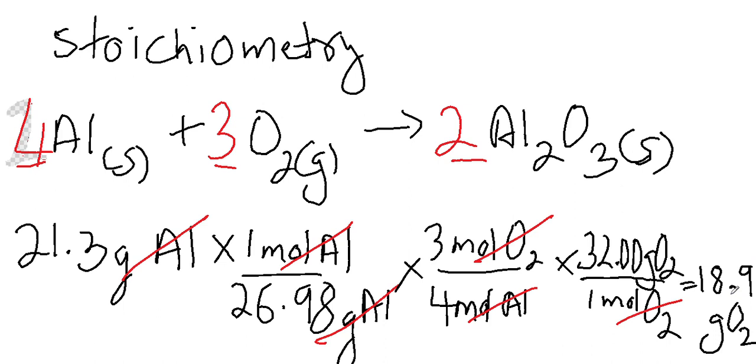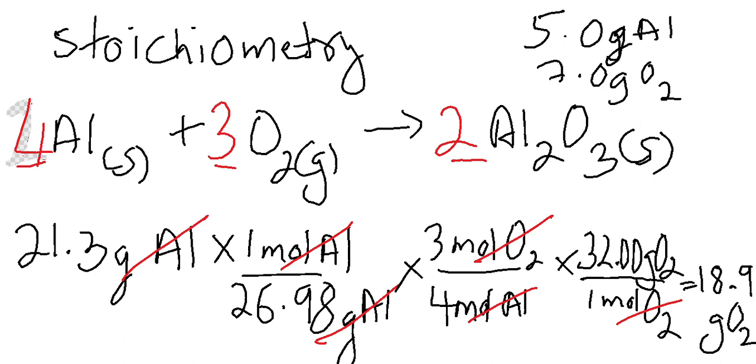Finding out which is the limiting reactant is very simple. Either you can see how much product you make. For example, if I had 5.0 grams of aluminum, how much aluminum oxide can that give me? Either in grams or moles, doesn't matter. And then let's say at the same time I had 7.0 grams of oxygen, how much aluminum oxide can that give me?